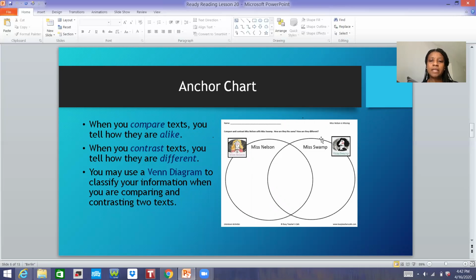Now look at this item over here, or this picture. That is a picture of a Venn diagram. You can use a Venn diagram as well whenever you're comparing and contrasting. This is just a graphic organizer that you can use to classify your information when you are comparing and contrasting. Many of you have seen a Venn diagram before. We know that in the middle of the Venn diagram, we put the information about how two things are alike. On the outside, we tell something different about each item.